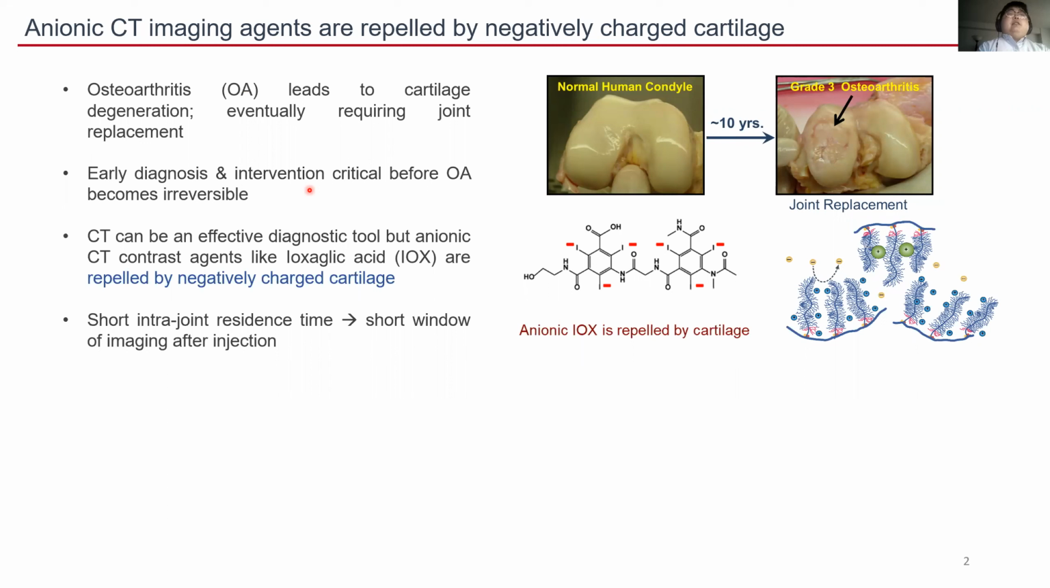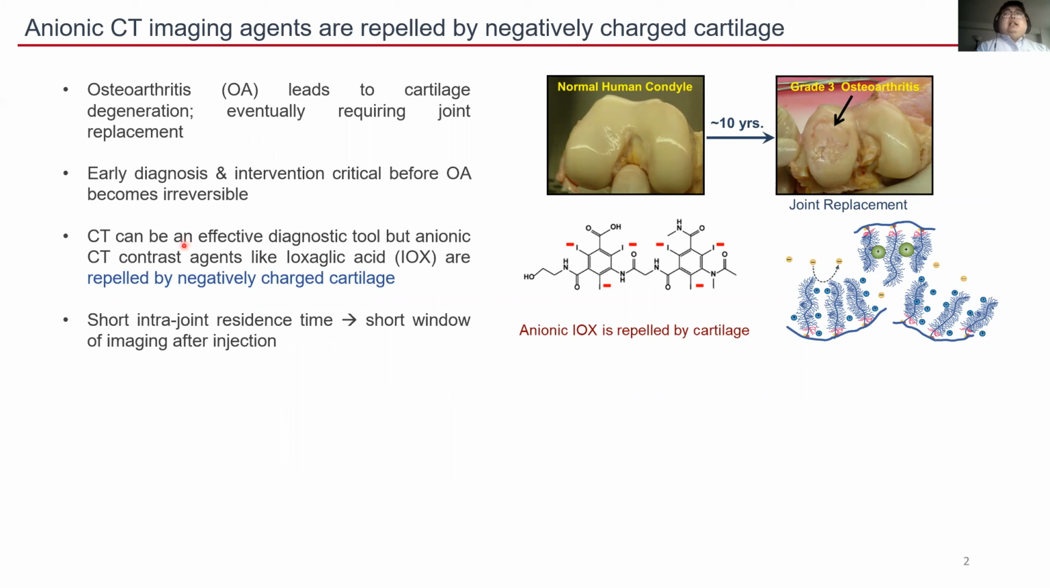X-ray is the only FDA-approved method that relies on measuring the narrowing of the joint space thickness as an indirect indicator of cartilage health. But it's too late for intervention when X-ray can detect any significant changes of the cartilage.